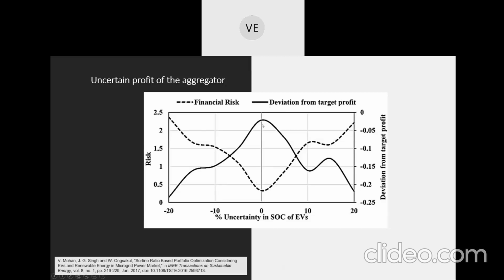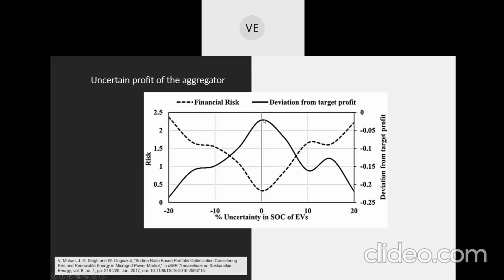Now, on both sides, you see that there is deviation from the target profit. There is deviation from the target profit because of the uncertainty of state of charge to both sides. The uncertainty can be to the positive side or the negative side. That means 50% SOC was estimated, but in actual case 70 is there. That is a positive uncertainty. In actual case 30 is there. That means a negative uncertainty. So in both cases, you see that there is financial risk inflicted on the aggregator.